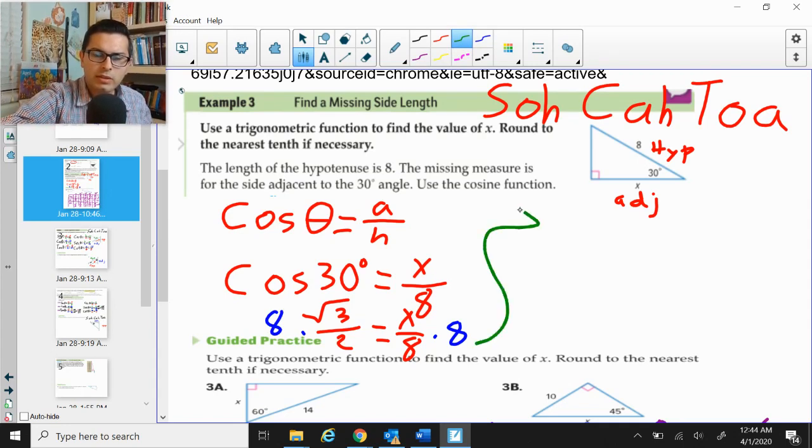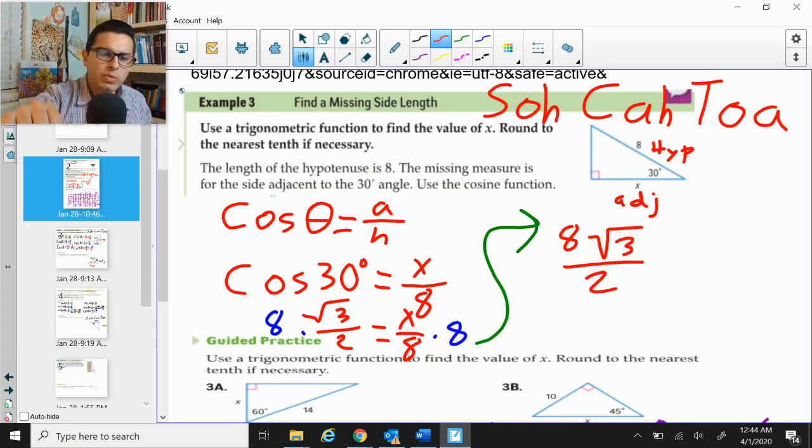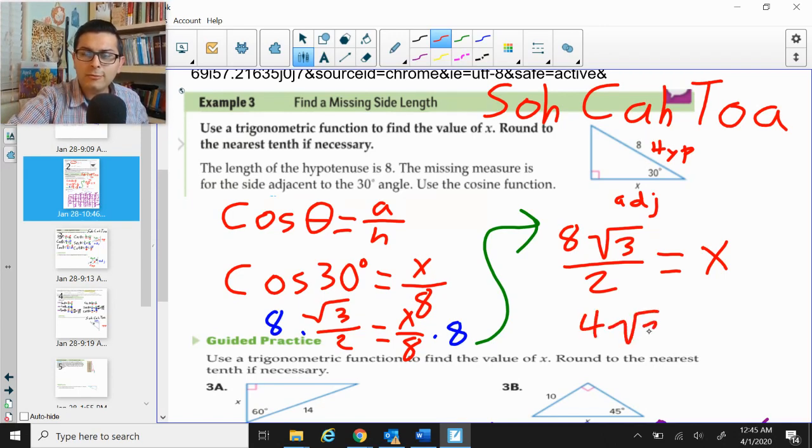What does this equal here? I'm going to write the rest of it right up there. This is going to be 8 square root of 3 over 2. When we multiplied 8 onto the other side, it just went onto the top of the fraction. What is left over on the right side? That's just going to be x. This usually is where we end, but 8 and 2 are divisible. They do have a greatest common factor, so this is going to be 4 over 1, or we can say 4 square root 3 equals x.